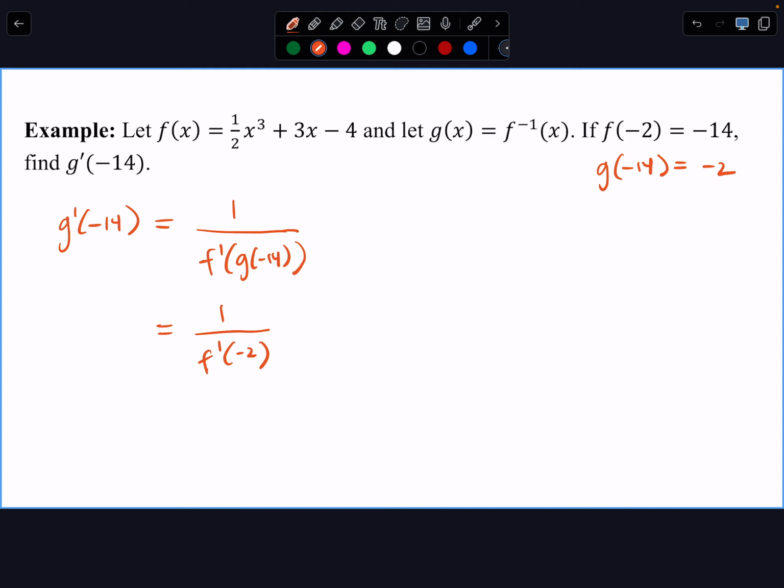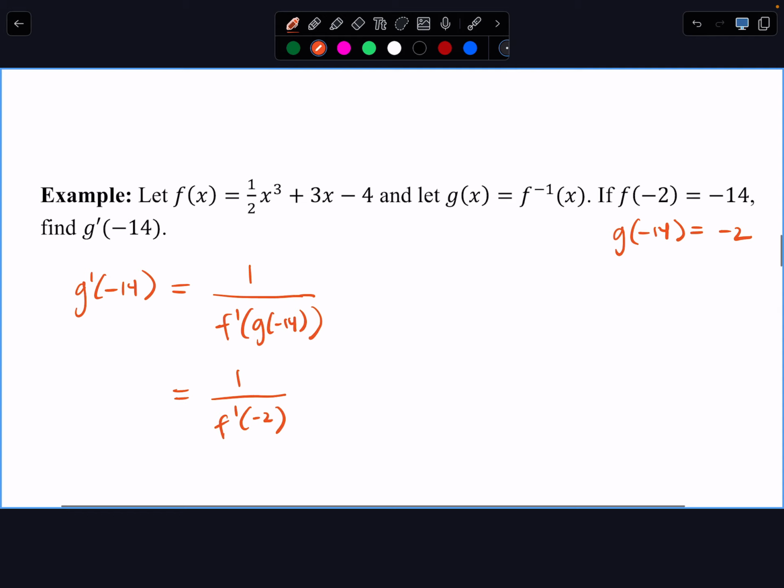Well, we do have the equation for f, so couldn't we find f prime? We definitely could. So f prime would be 3/2 x squared plus 3. So if we're finding f prime of negative 2, that would be 3/2 times negative 2 squared plus 3. So is that 6 plus 3 is 9?